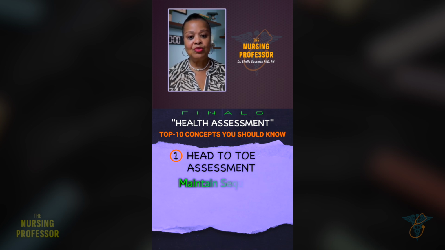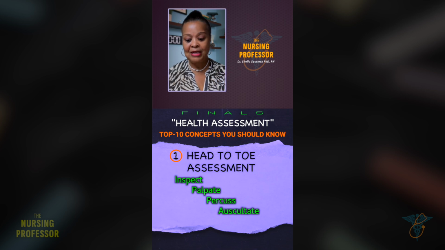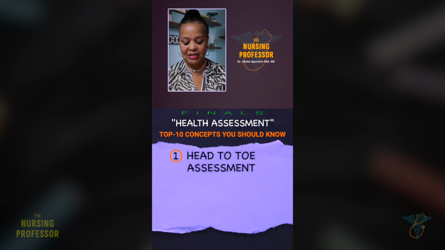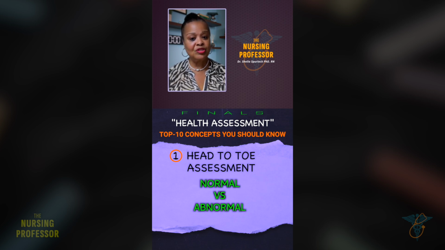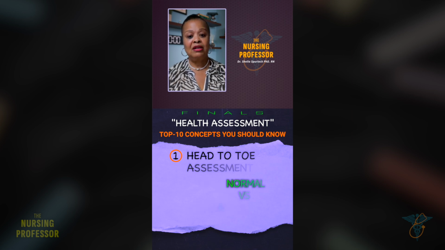You want to remember that over various organs, you're going to inspect, you're going to palpate, you're going to percuss, and then you will auscultate, except when it comes to assessing for bowel sounds, because you don't want to do that first, but we'll talk about that in a few moments. You want to compare normal versus abnormal findings, and then you're able to look at all of it at the end.